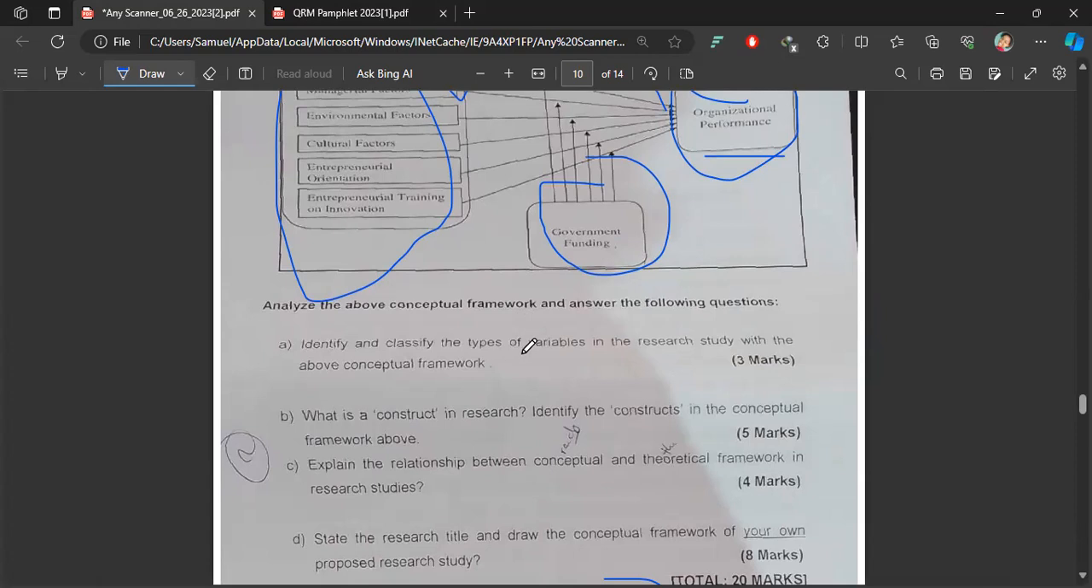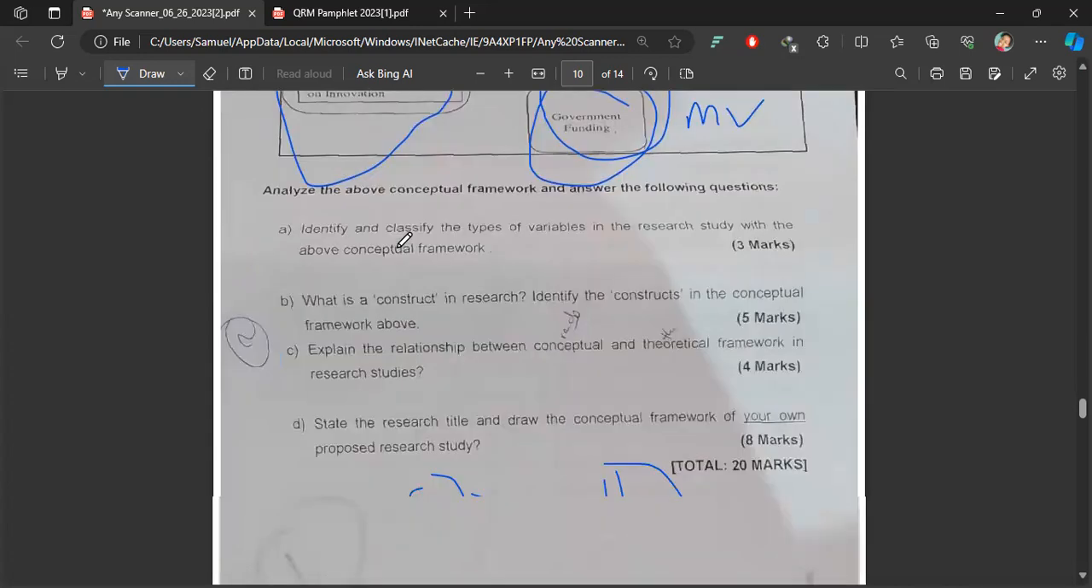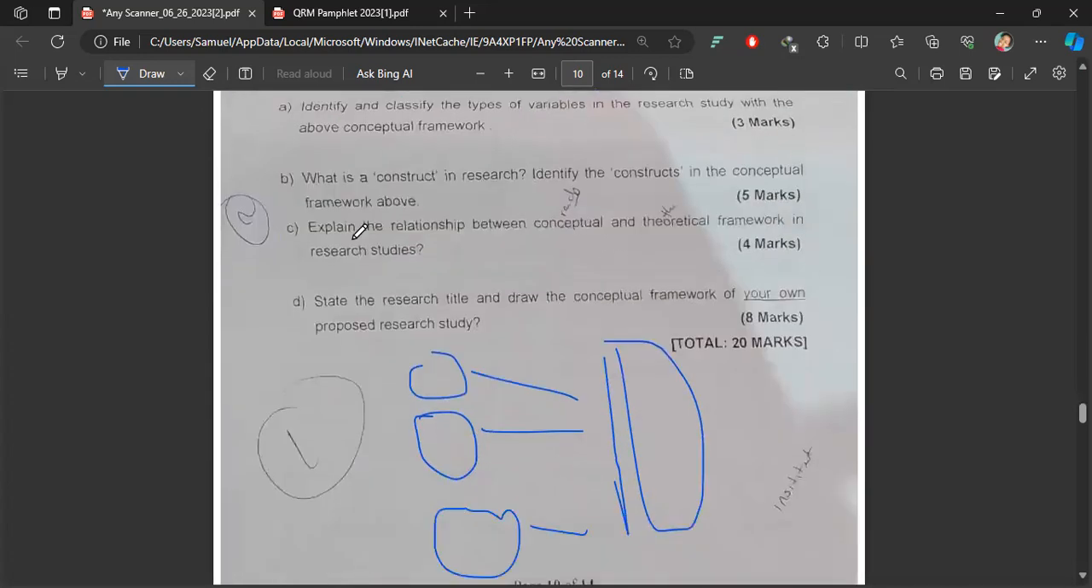So identify and classify the types of variables that you study with the above conceptual framework. Government funding is the moderating variable, and we have public entrepreneurship as an independent variable, sorry, as I've explained, and the organizational performance as a dependent variable, as I've explained.